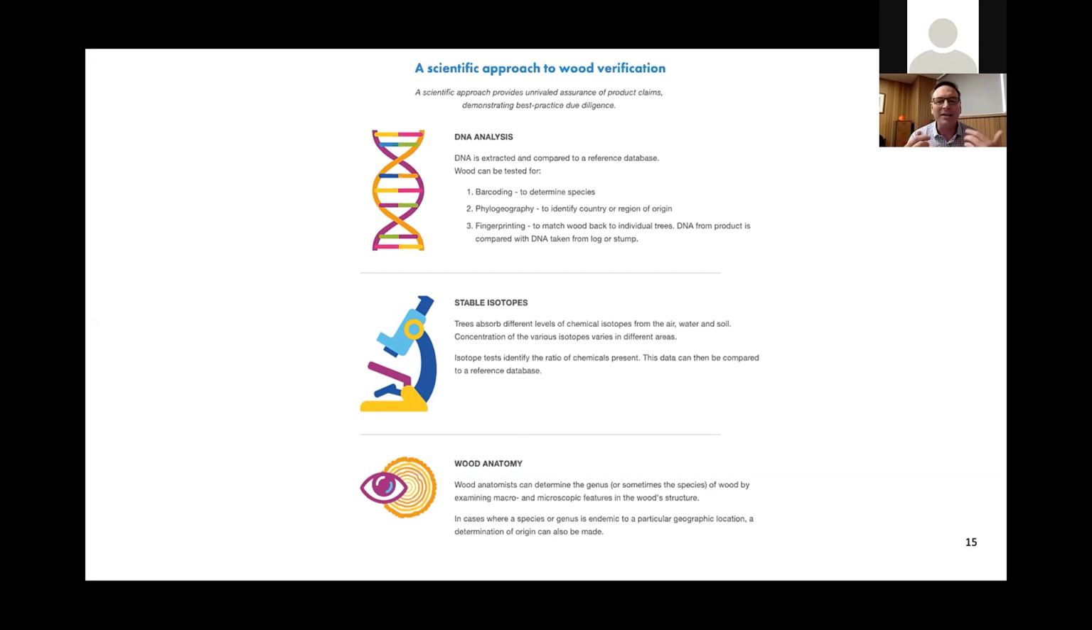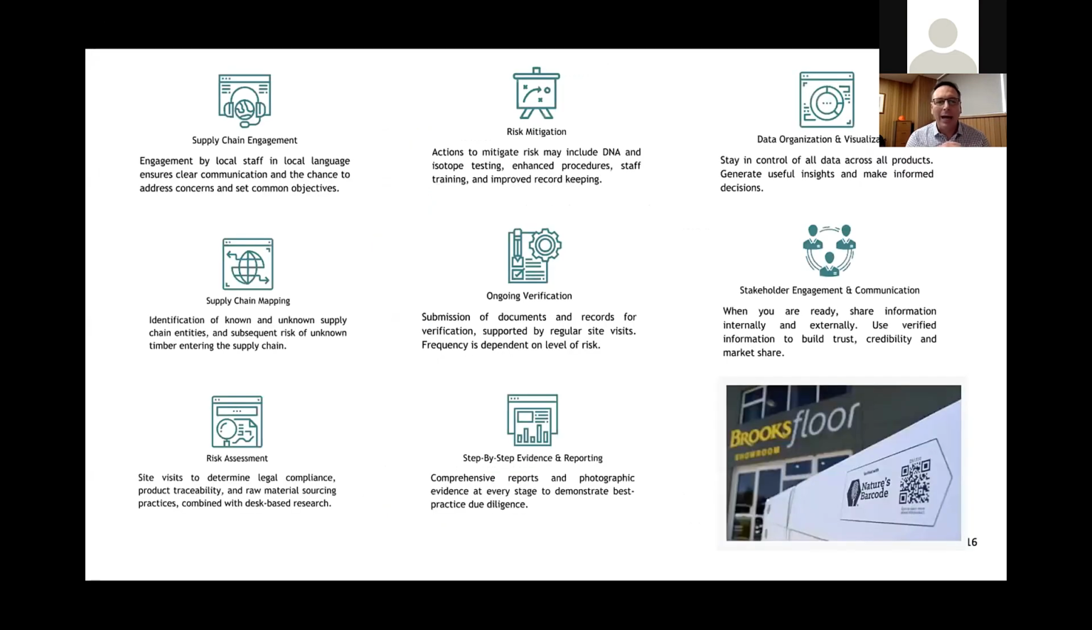Now, if that has come from an illegal source, a region that doesn't necessarily have a harvesting certificate or a sustainability certificate, this particular Double Helix process can weed out where the troubled areas are and can provide an evidence space for illegal harvesting of timber. This is the sort of service they offer. So there's supply chain engagement, risk mitigation, ongoing verification, and step-by-step evidence reporting.